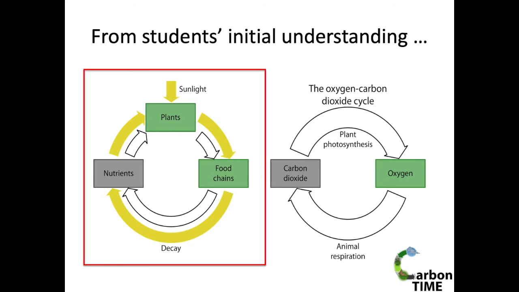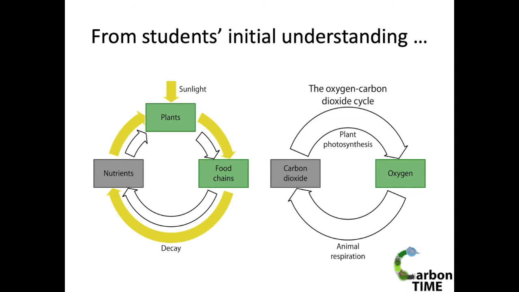For example, they think about nutrients and energy cycling in ecosystems. Plants use sunlight to make food. Animals eat plants and other animals as they participate in food chains. And then something called decay returns nutrients and energy to plants to start again.